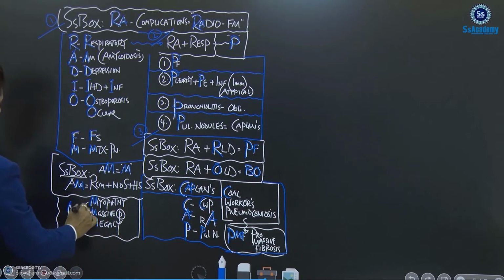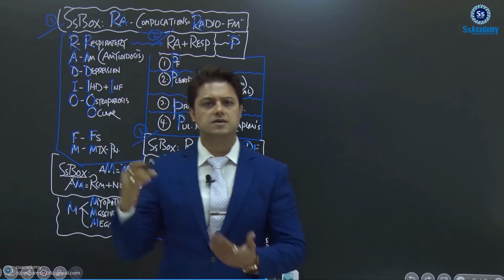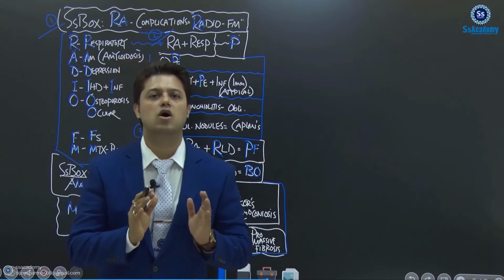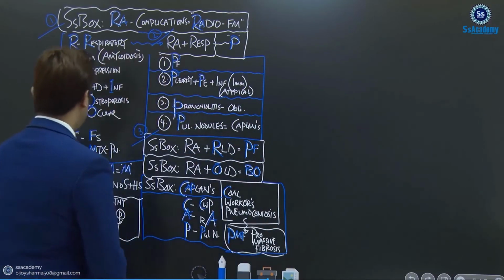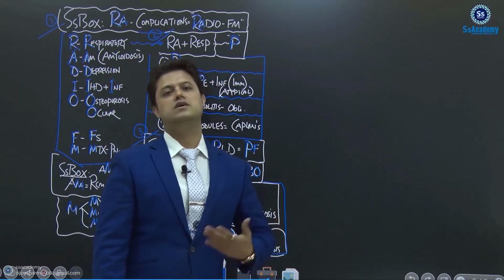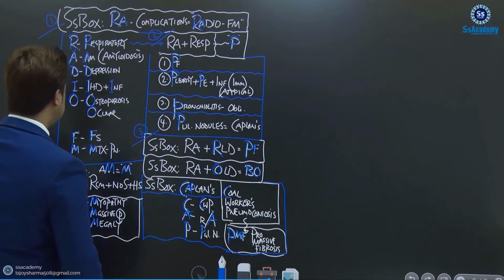If you are not able to remember this, RCM NOS HS, my dear, it's easier. RCM NOS HS, what I say? RCM means restrictive cardiomyopathy, NOS nephrotic syndrome, and once again, amyloidosis, my dear, leading to hepatosplenomegaly. So this is one of the boxes, my dear.